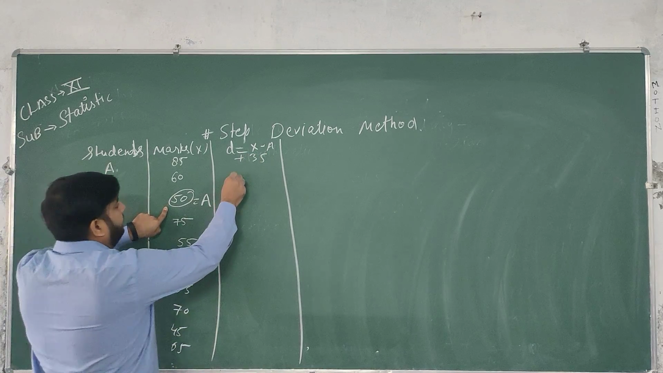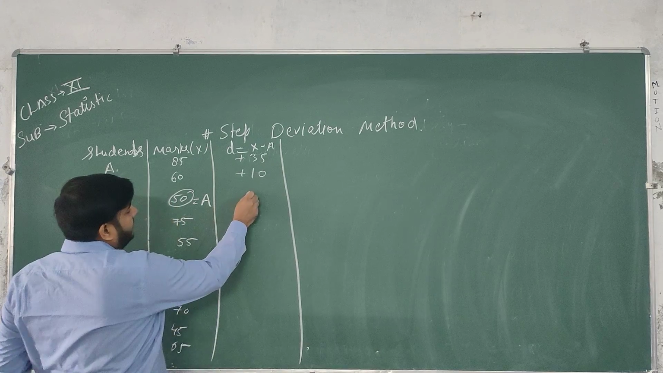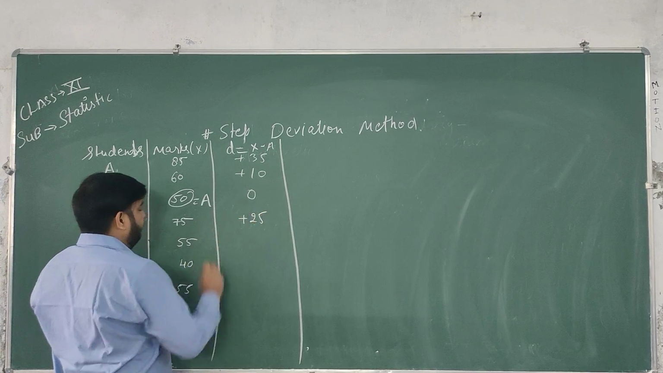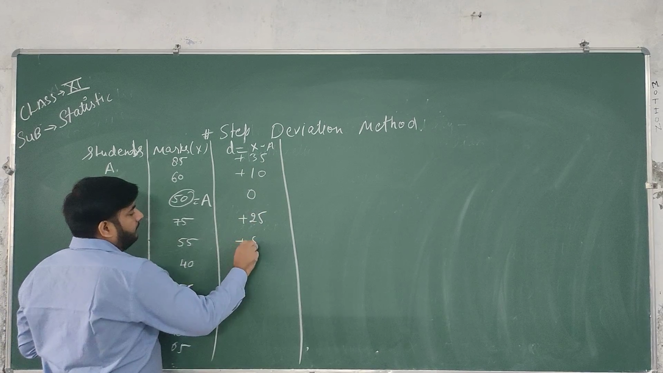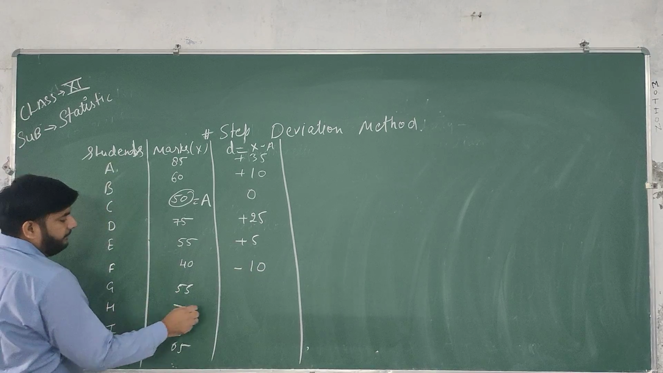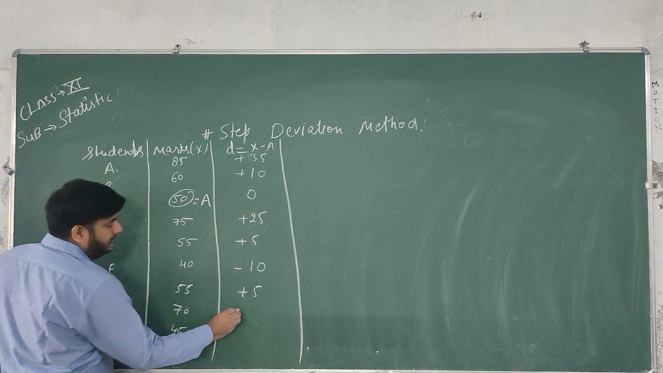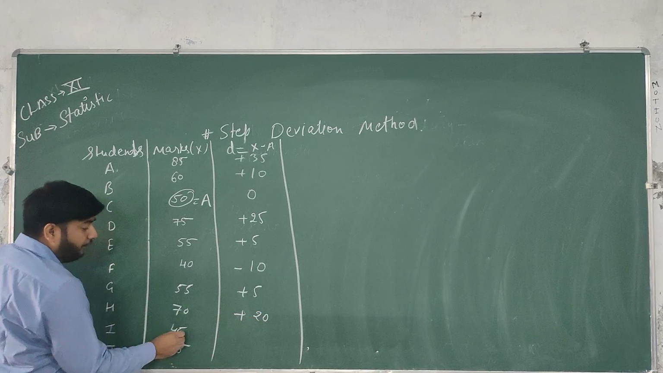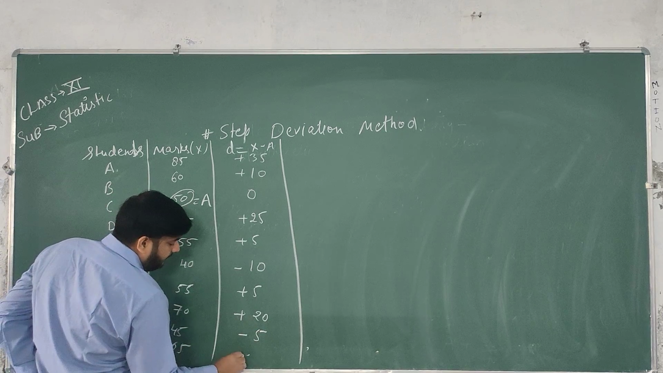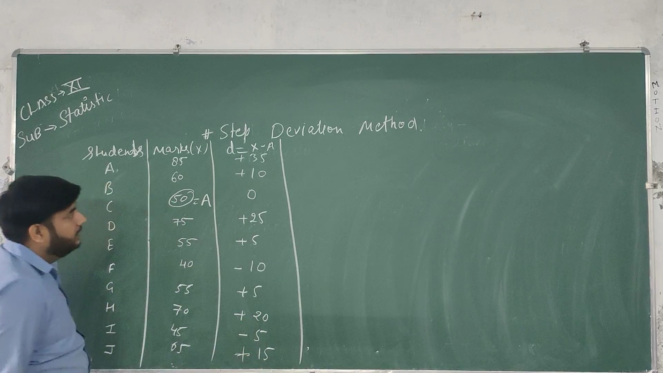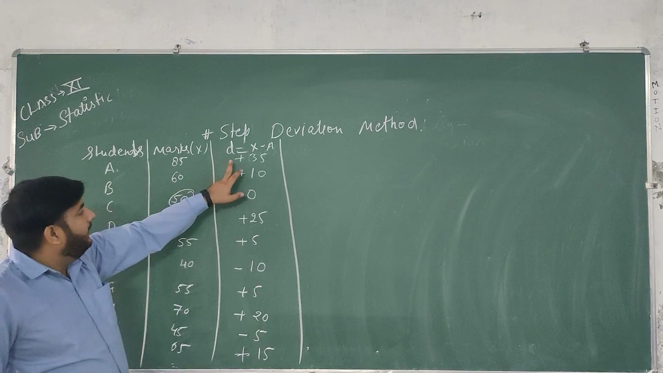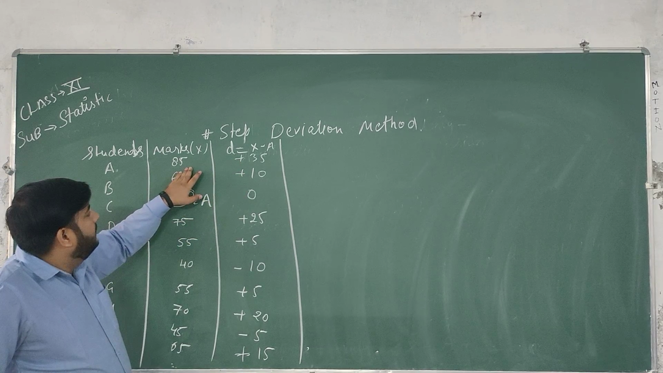60 minus 50 is plus 10. 50 minus 50 is 0. 75 minus 50 is plus 25. 55 minus 50 is plus 5. 40 minus 50 is minus 10. 55 minus 50 is plus 5. 70 minus 50 is plus 20. 45 minus 50 is minus 5. And 65 minus 50 is plus 15. So these are the values of column D, which we calculate by subtracting the assumed mean from the marks.